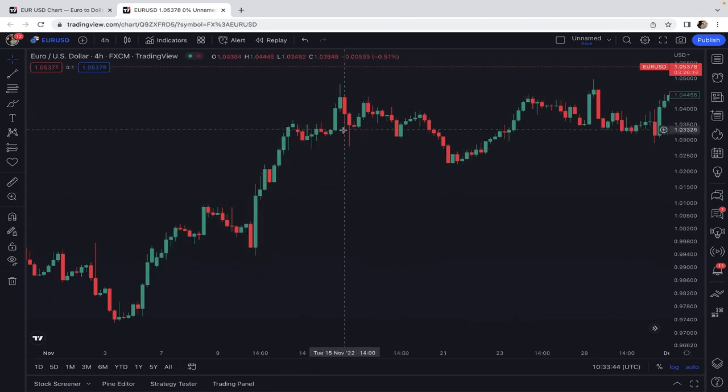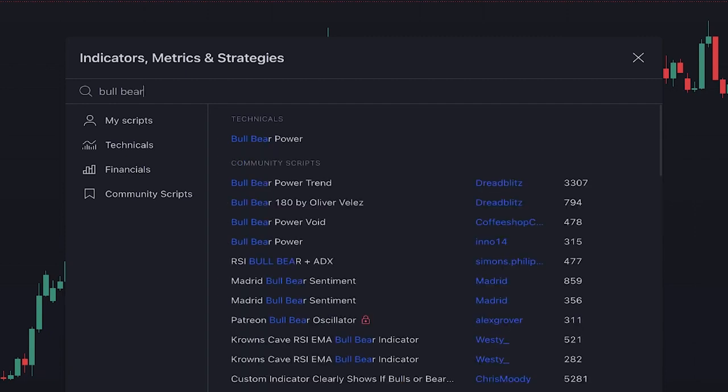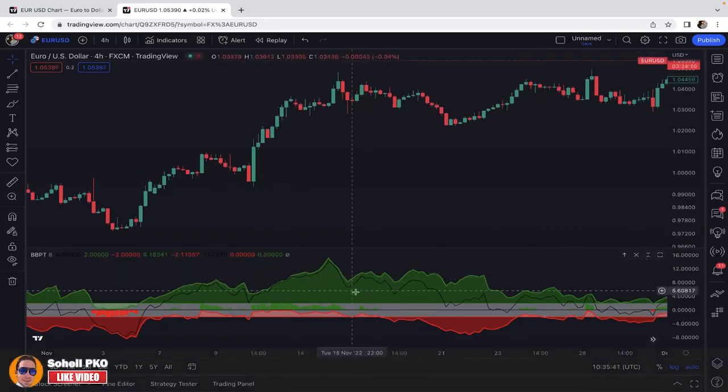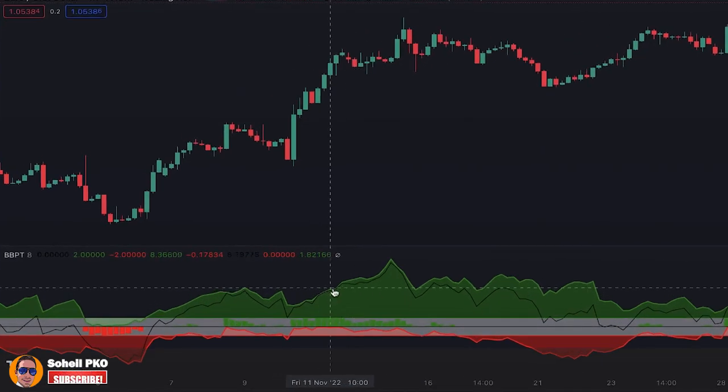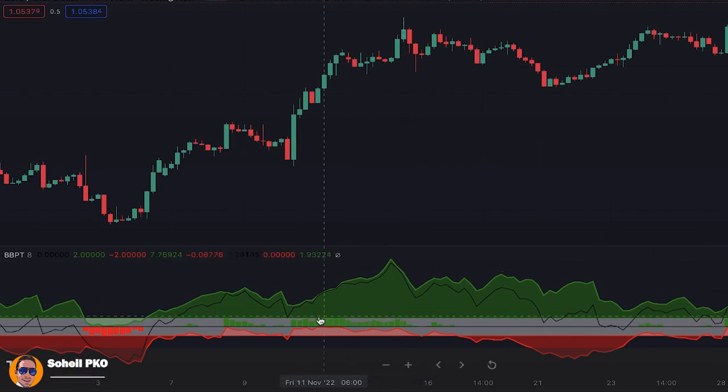On the TradingView platform, here we click on indicators and we search "bull bear power trend". This one, which is written by someone named Redblitz. Alright, this indicator has different components, and each has its meaning and indication on the strength of buying or selling pressure. Here we have a green line that is called the bull line, and it always goes above zero.